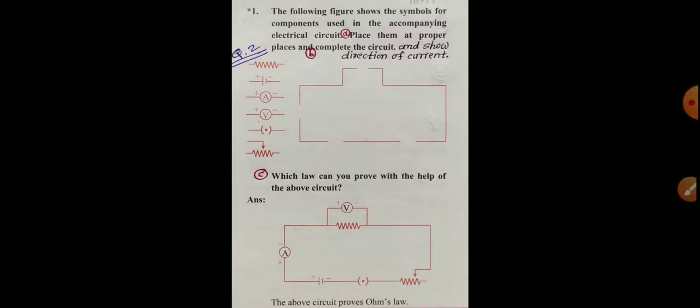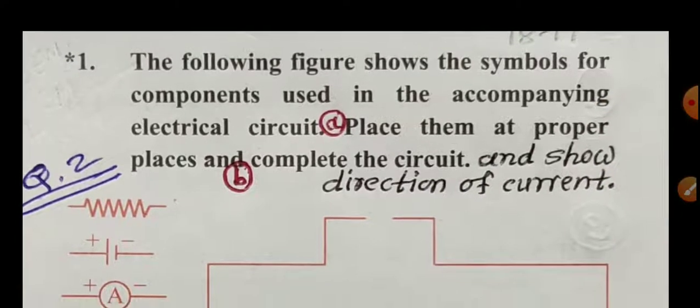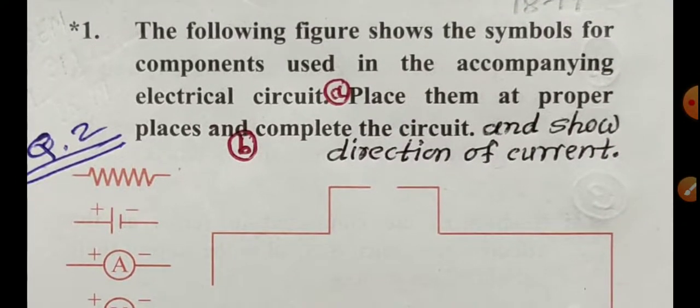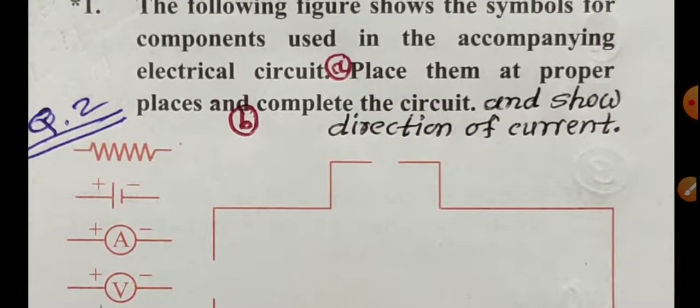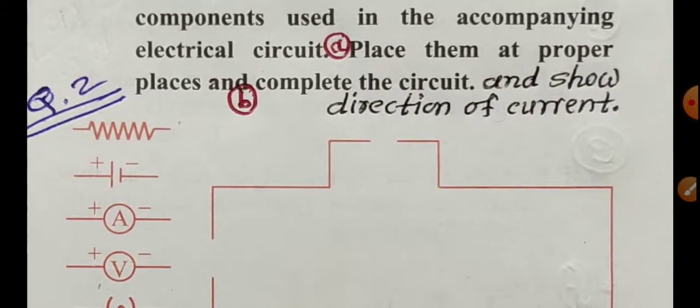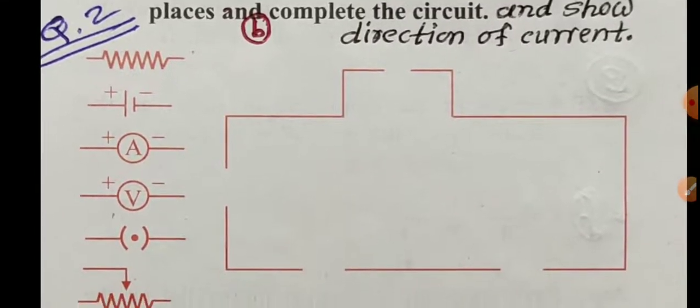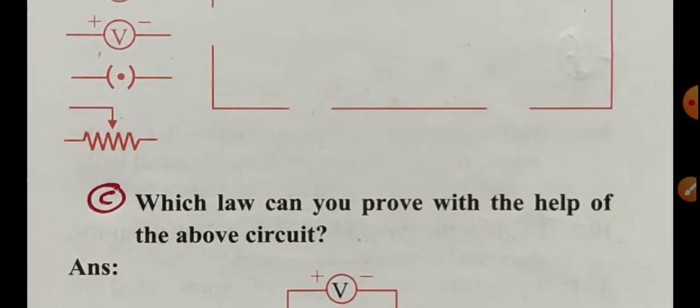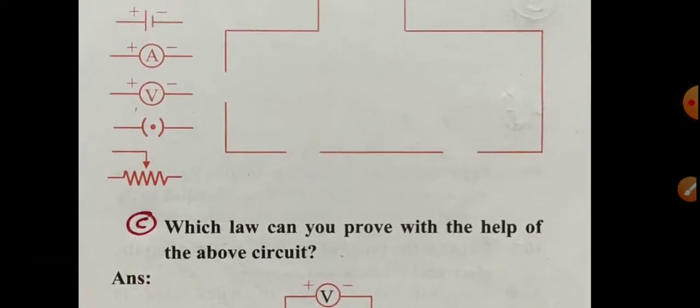Now the diagram is given. The following figure shows symbols for components used in the accompanying electrical circuit. So place them in the proper places. Second sub question, complete the circuit and show the direction of current. And third question, which law can you prove with the help of the above circuit?